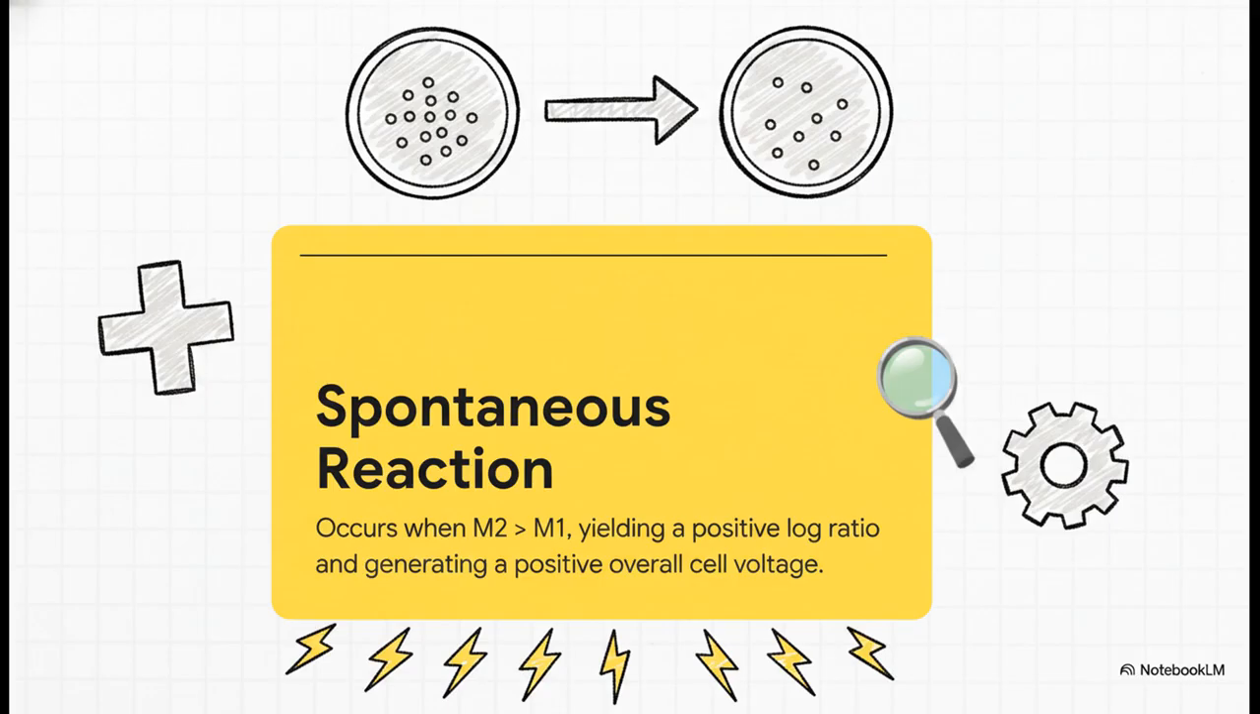Look at the log ratio of M2 over M1 in our formula. For that whole chunk of math to end up positive, the number inside those parentheses has to be greater than 1. And what does that mean in the real world? It means the concentration of M2 must be strictly greater than M1. It's that simple. The spontaneous reaction has to flow from the crowded room, M2, into the emptier room, M1. That flow is the engine of our whole cell.